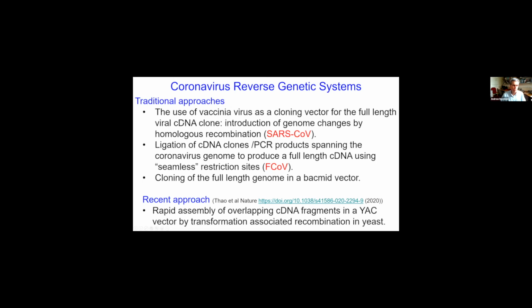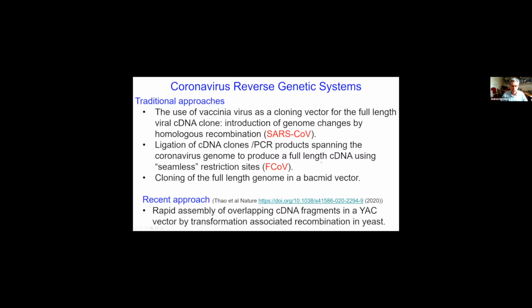Over the years, there's been a number of different approaches. A number of these I've used. So the first of these was the use of a vaccinia virus as actually a cloning vector to help stabilize the cDNA clones. And I was fortunate to be sort of in the laboratory of Stuart Siddell working with Volker Thiel when they established this method. And subsequently, I used it with Volker and Stuart to produce a reverse genetic system for SARS-CoV.